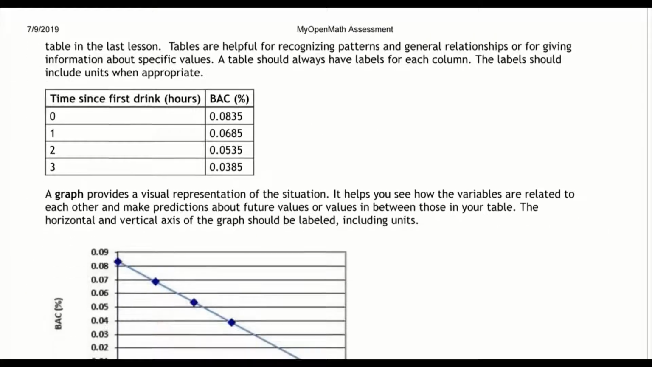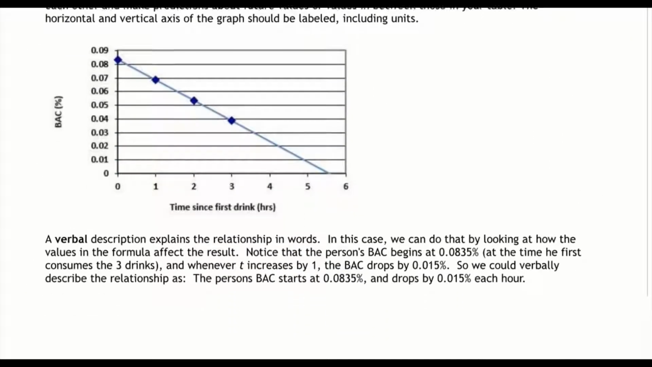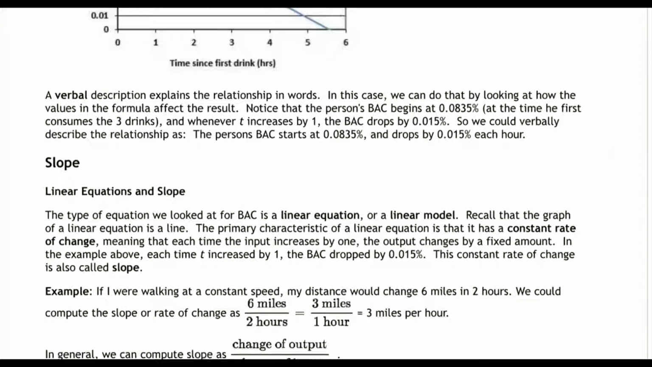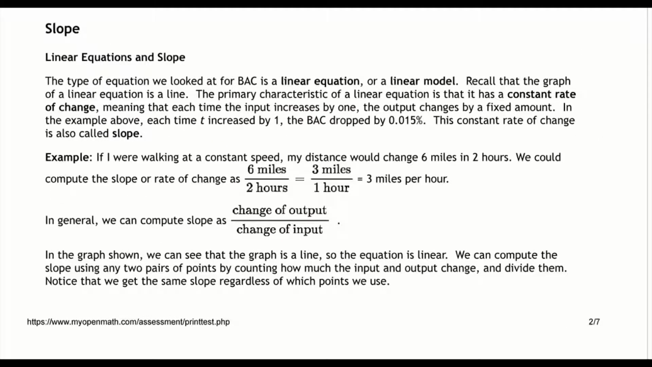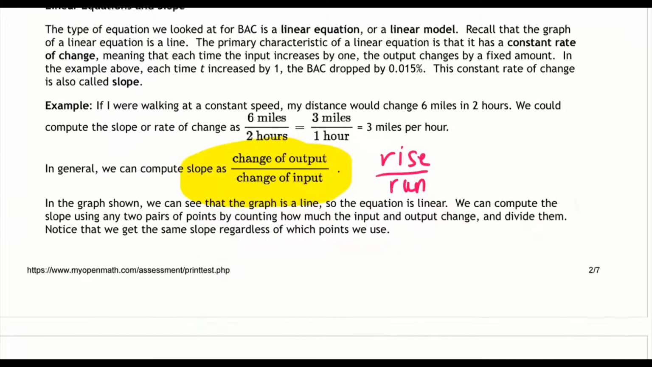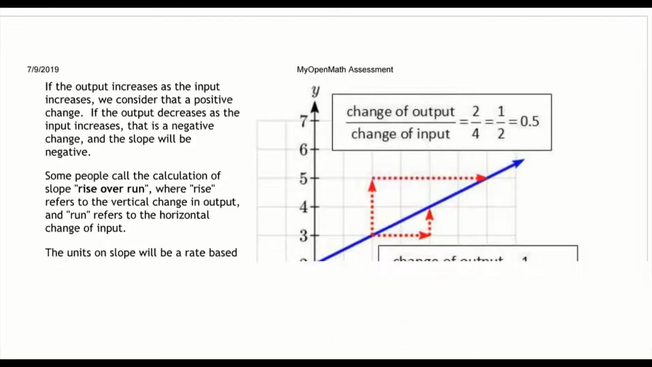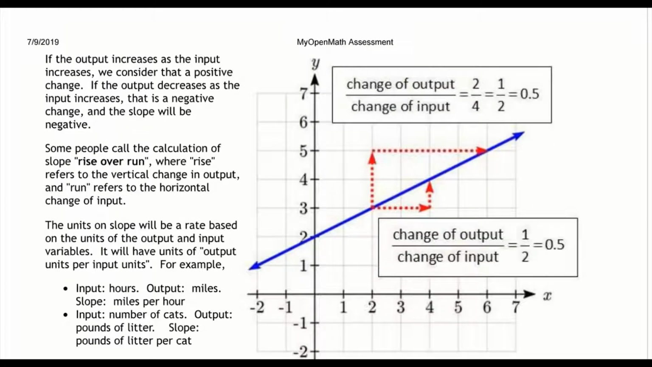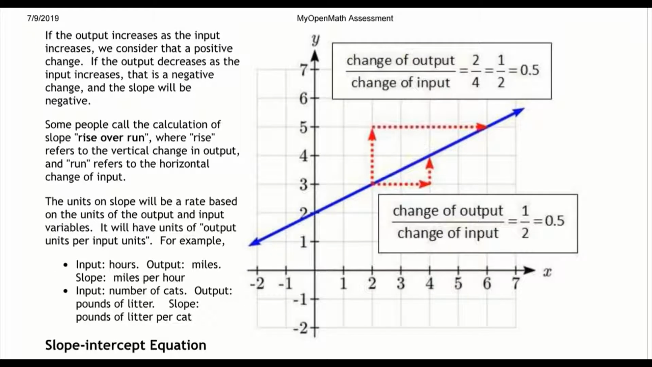So here we have blood alcohol level again, and a graph depicting the linear relationship. So if slope is rate of change, that is change of output over the change of input. You might also remember rise over run. So on a graph, we have our rise, which is the up and down, and that's over the run, the horizontal, the side to side.